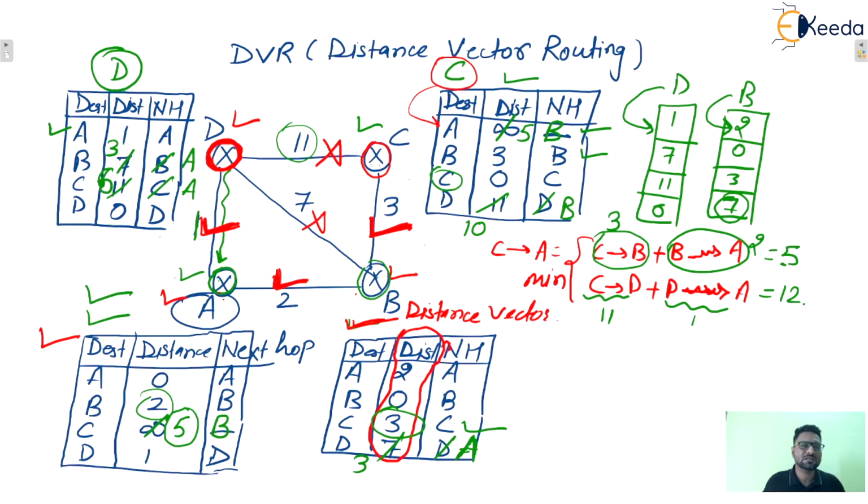So sometimes questions will be there, after stabilizing this particular algorithm, which link is not used, or how many edges are not used. So you can see here, these two, 7 and 11, are not going to be used.